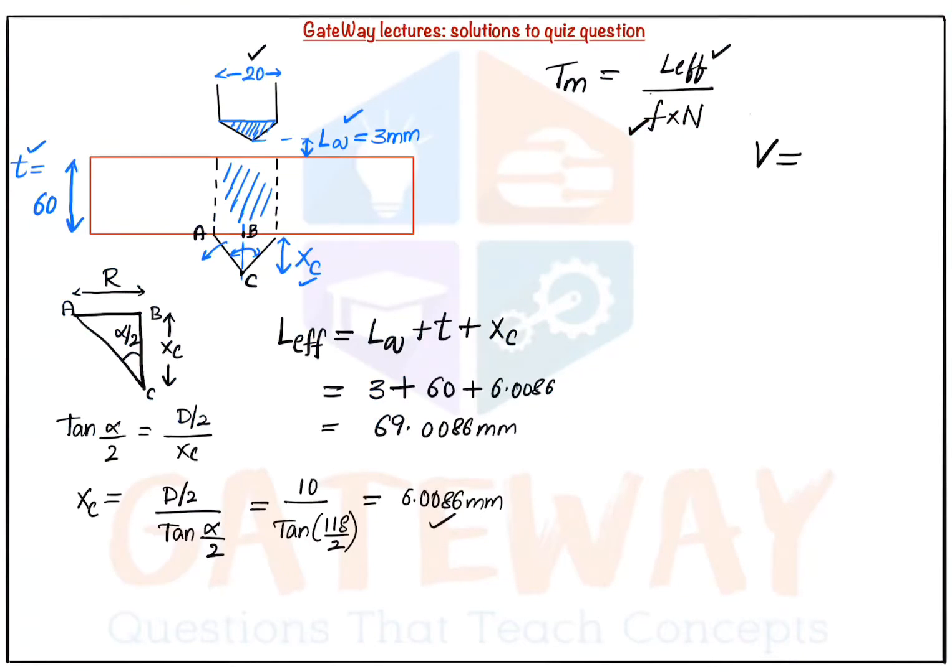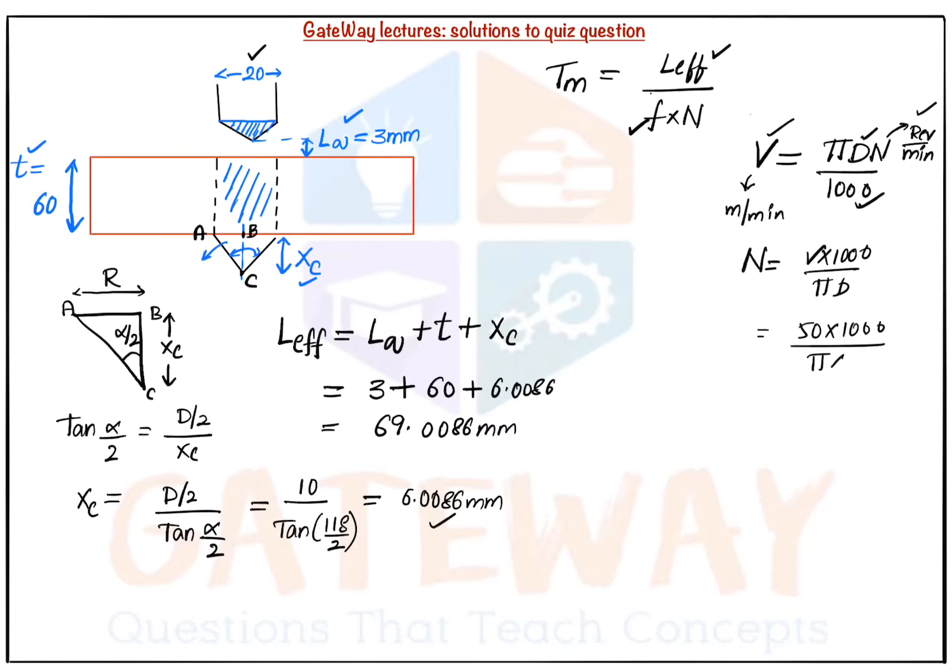Whenever we are given the cutting velocity V, we can write V equals pi d N upon 1000. Why have we taken 1000? Because d will be in mm, to convert that into meters. The unit of V is meter per minute and the unit of N is revolution per minute, so we need not convert minutes into seconds, because both units are in minutes. No need to multiply or divide by 60 here. The 1000 is for converting the diameter from mm to meter, and from here we get N as V into 1000 upon pi d. In the question V was given as 50, so N is 50 into 1000 upon pi into 20. From that we get the value of N as 795.7747 rpm.